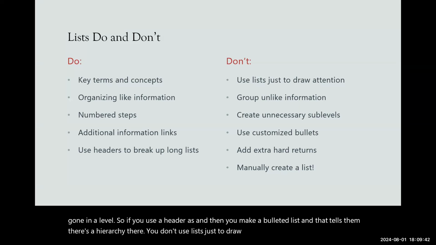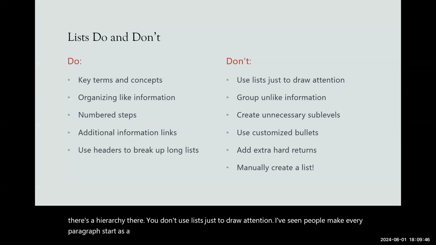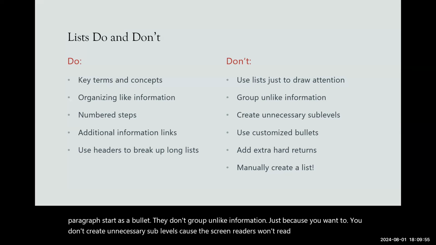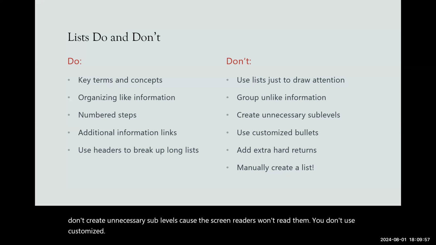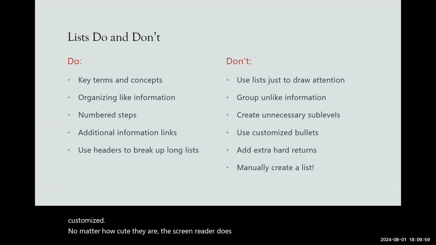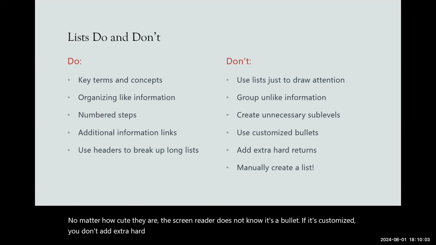I've seen people make every paragraph start as a bullet. You don't group unlike information just because you want to. You don't create unnecessary sub-levels because the screen readers won't read them. You don't use customized bullets. No matter how cute they are, the screen reader does not know it's a bullet if it's customized. You don't add extra hard returns, and you never, ever manually create a list. You always use the program to create the list.